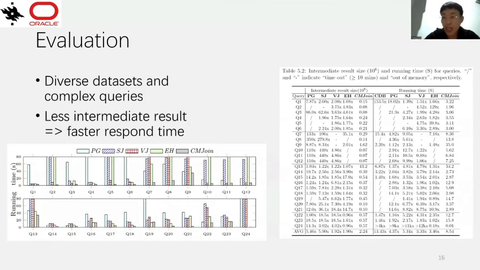When we compare the algorithm with different cross-model solutions on diverse datasets and complex queries, in general we generate less intermediate results and have a faster response time in most cases. The reason is that the compared solutions usually generate massive intermediate results during joining, just like the pairwise join in relations.